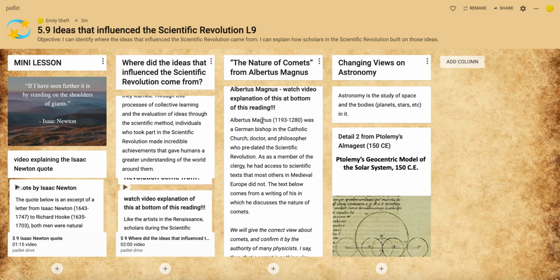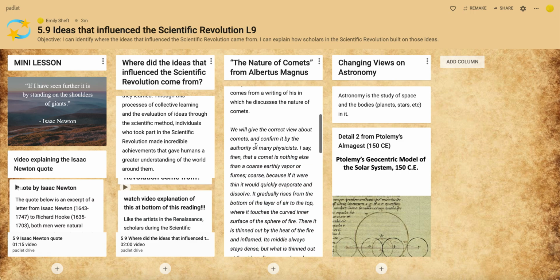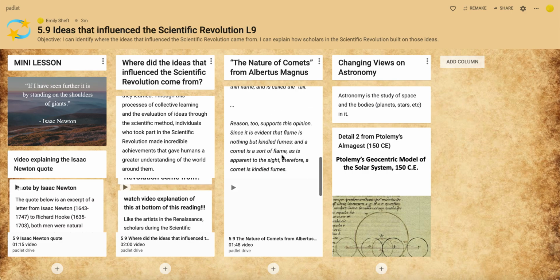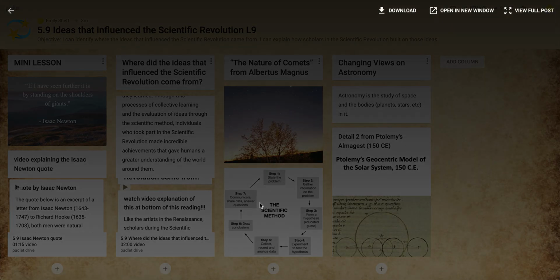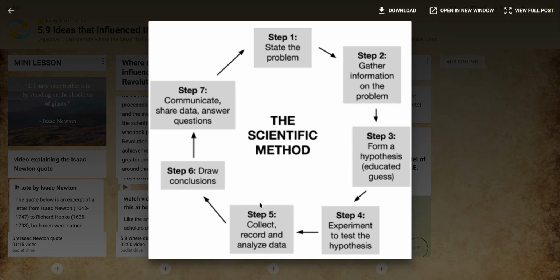And then we take a really quick look at the nature of comets, which we read an excerpt of a primary source from Albertus Magnus, and this was written prior to the scientific revolution, about 300 to 400 years prior to the scientific revolution. And you're asked to analyze this first sentence. We will give the correct view about the comets and confirm it by the authority of many physicists. Now, then you have a few options as to which step in the scientific method it relates to.